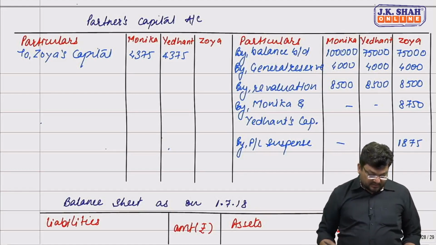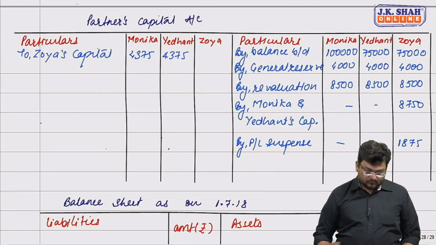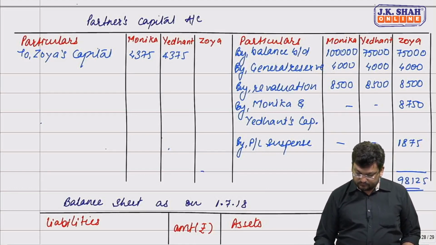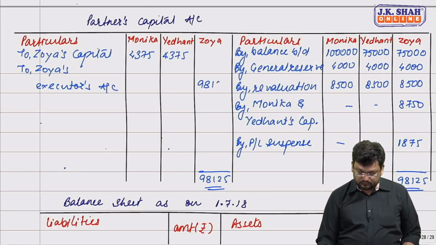So now calculate amount due to Zoya's executor. It comes to 98,125, to Zoya's executor's account. Balance in other two partners' capital account will be carried forward.